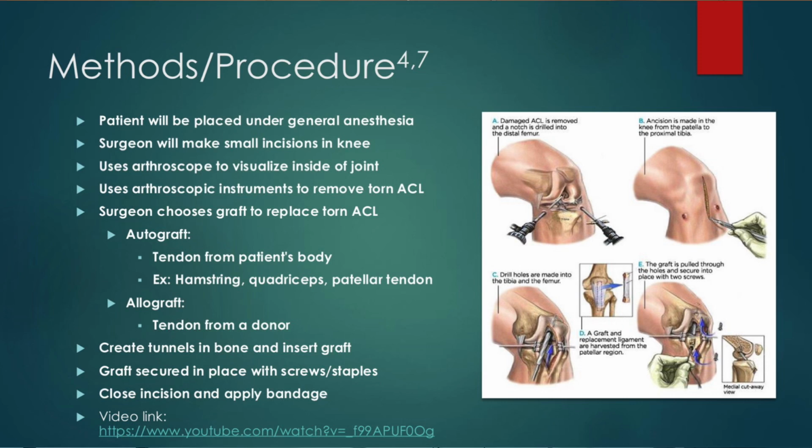For the procedure, of course, your patient will be placed under general anesthesia. The surgeon will make a small incision and use the arthroscope to visualize the inside of the joint. They use instruments to remove the ACL. Then the type of graft that you get really depends on surgeon preference, and on things like age, gender, and lifestyle.